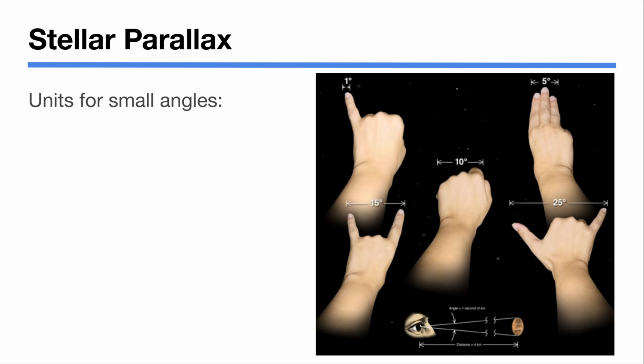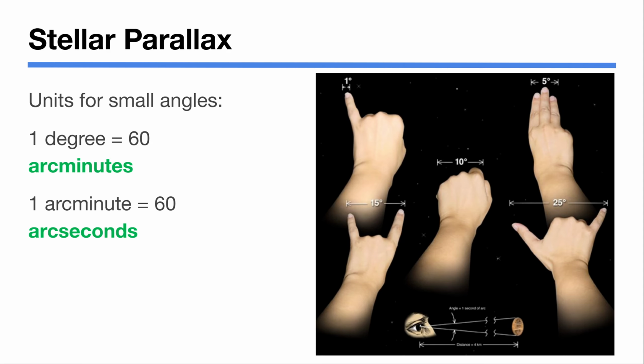Well, all of these parallax angles are way less than even 1 degree. And so we have special units for really small angles, which we break up like a clock into minutes and seconds. We call them arc minutes and arc seconds. So a degree we can break into 60 arc minutes, and an arc minute you can break into 60 arc seconds. So there's something like 3,600 arc seconds in a degree.